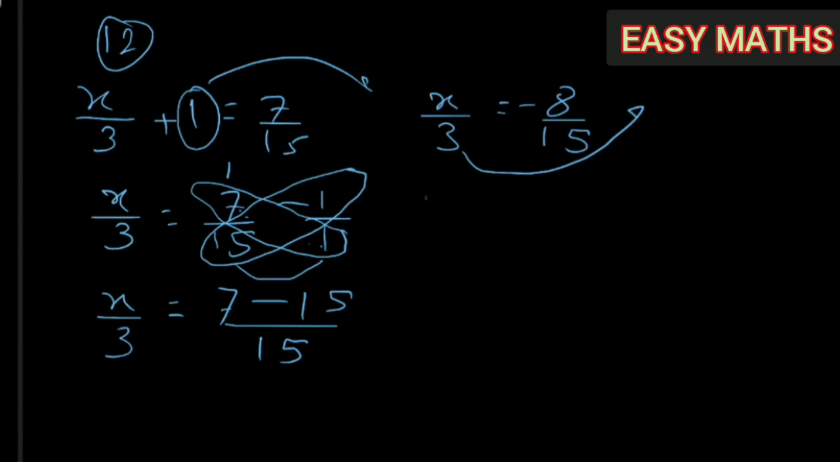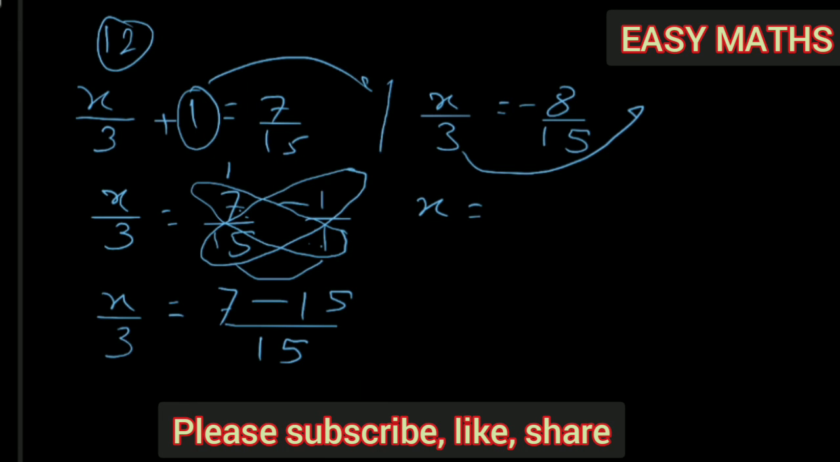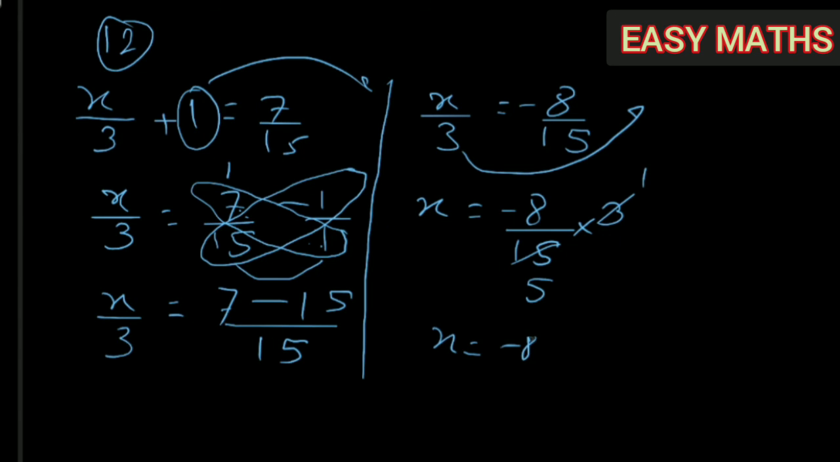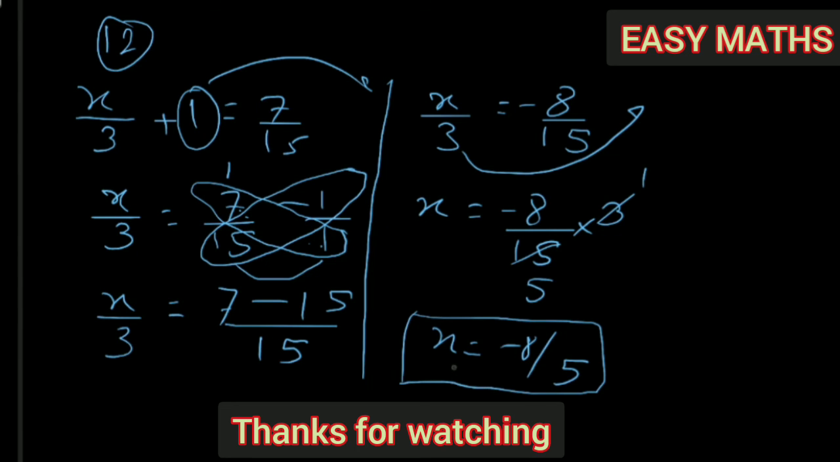Now the 3 will go here and the division will become multiplication after going to the other side. So now 3 1s are 3, 3 5s are 15. Answer is minus 8 upon 5. So we get the same answer whichever method we use.